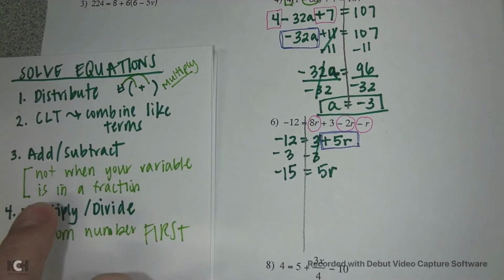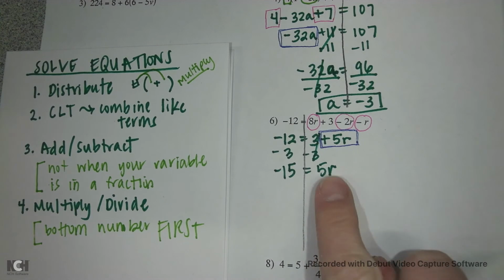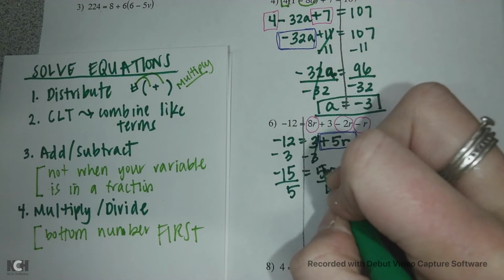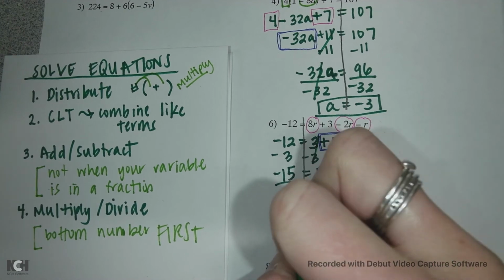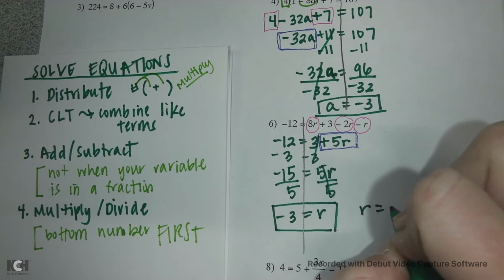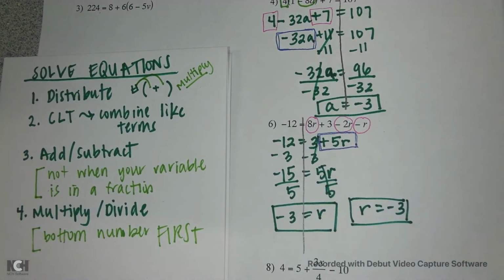So that's add, subtract. Now I need to multiply, divide. Since my 5 and my r sit next to each other, it means multiplication. The opposite is divide. What I do to one side, I do to the other. And r equals negative 3. If you wanted to, you could write it as negative 3 equals r as well. This is called the symmetric property.